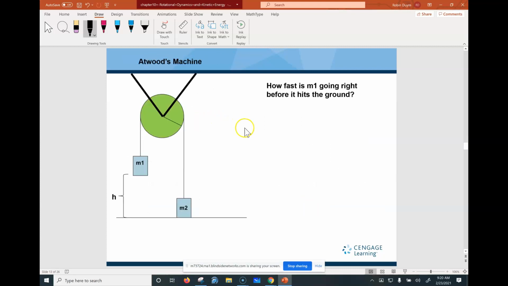So let's look at something like this. We have two masses. M1 is going to be greater than M2. We want to know how fast M1 is going to be going right before it hits the ground. So we have a bunch of different information here. We're going to say that this is R. And we're going to start with conservation of mechanical energy. Conservation of energy tells us that all the energies added up before are going to equal all the energies after.